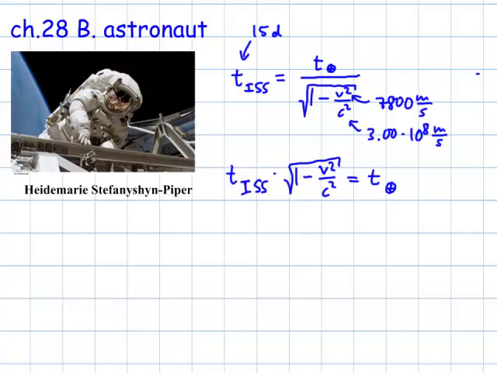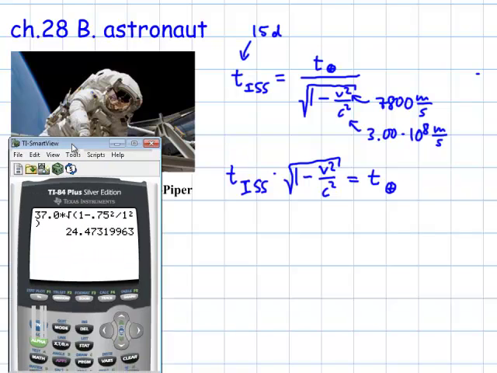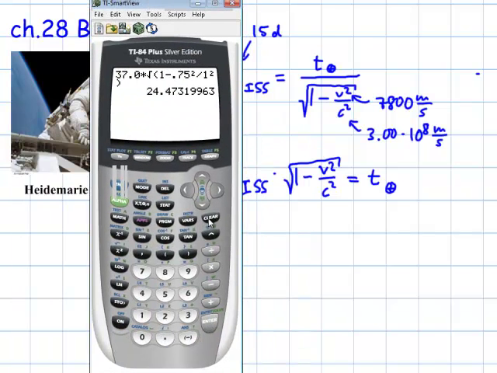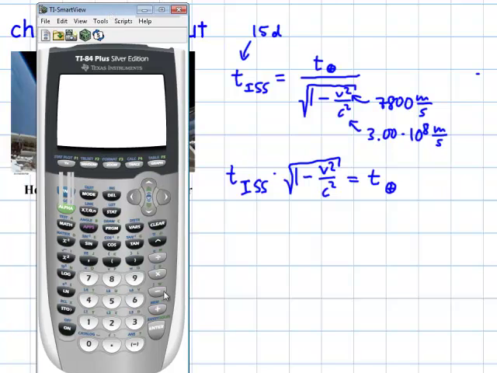But I'm actually going to show you first that typically graphing calculators can do that. So here it is. I'm going to plug in, well, first actually I'm going to do 15 days times 24 hours times 60 minutes times 60 seconds.